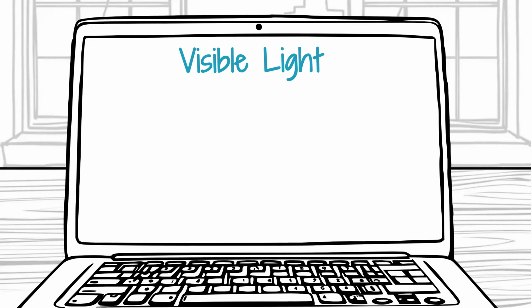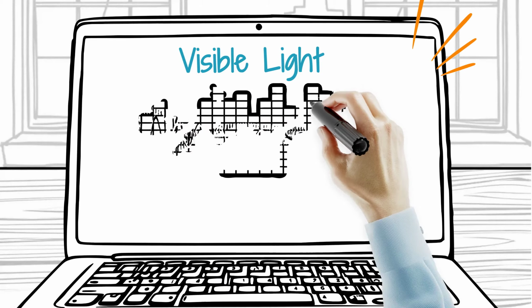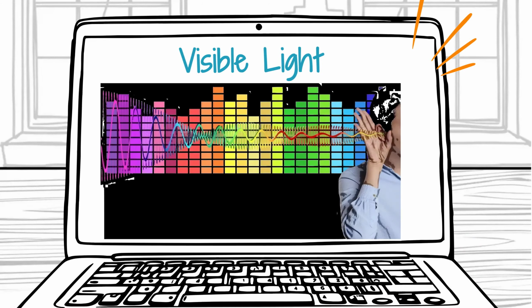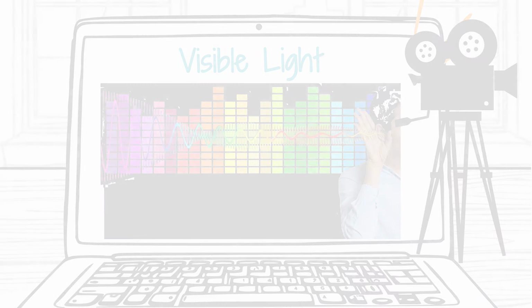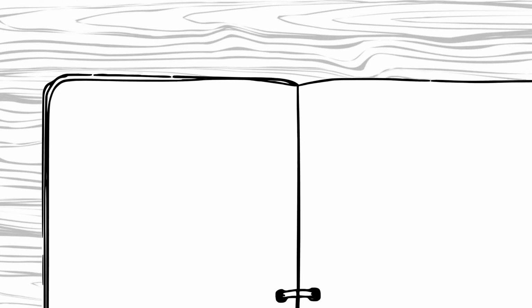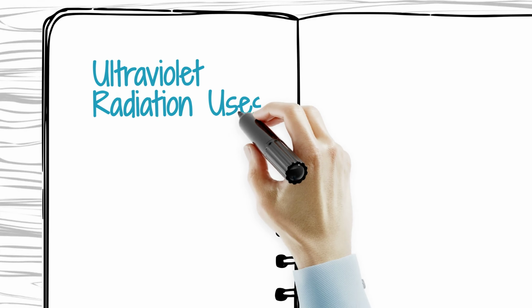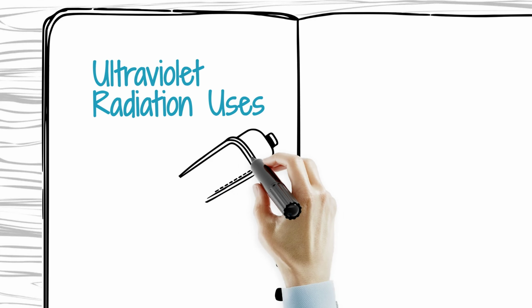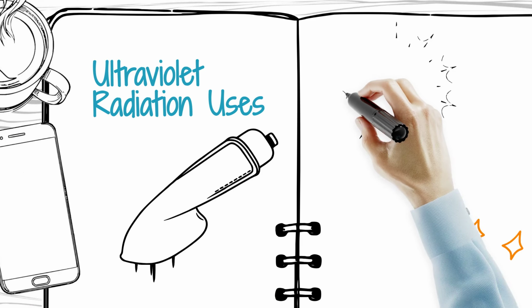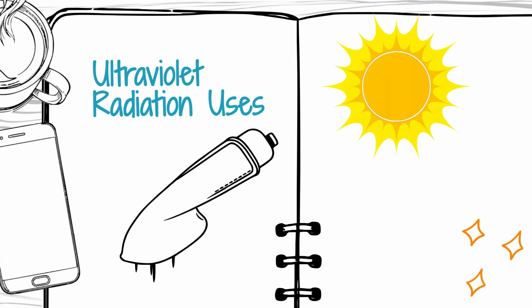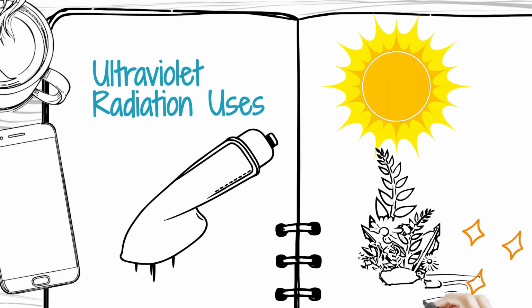Visible light, the only part of the spectrum perceptible to the human eye, follows infrared. It's crucial for everything from photosynthesis to filmmaking. Ultraviolet radiation, with its even shorter wavelengths, comes next. While prolonged exposure can damage biological tissues, UV radiation is essential in sterilization and the production of vitamin D in our bodies.